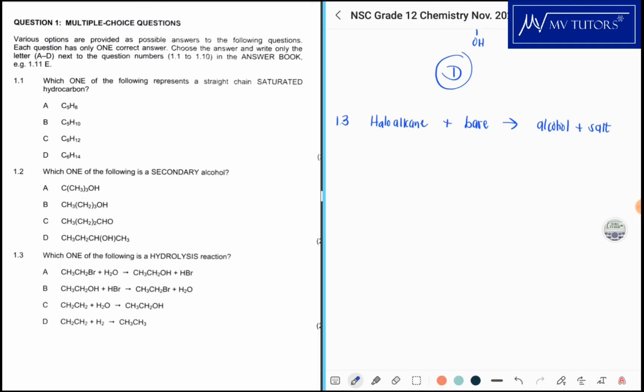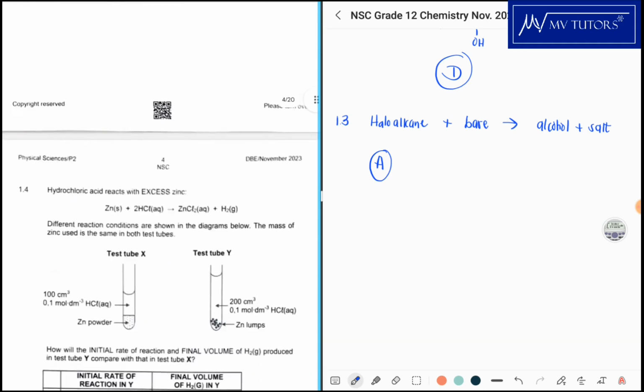If I look at C, there I see hydration, so no, that's an addition reaction. D, hydrogenation, so no, addition reactions. So A is my only option basically, and I'll go with that.